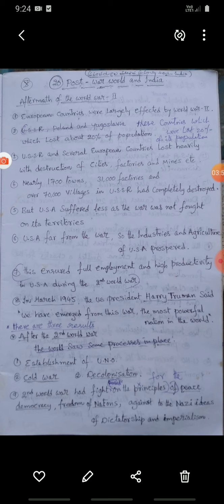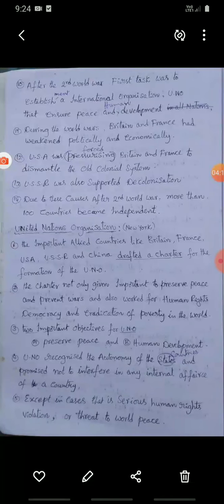Why was the Second World War fought? It was fought for peace, democracy and freedom of nations, against the Nazi ideas of dictatorship and imperialism. After the Second World War, the first task was to establish an international organization, that is the UNO, to ensure peace and human development. So they planned to make an international agreement that ensures peace and human development.